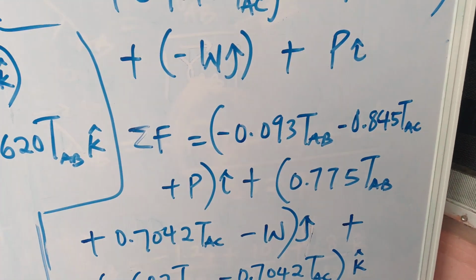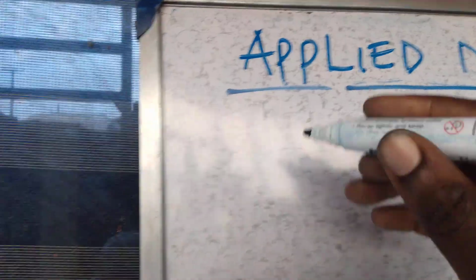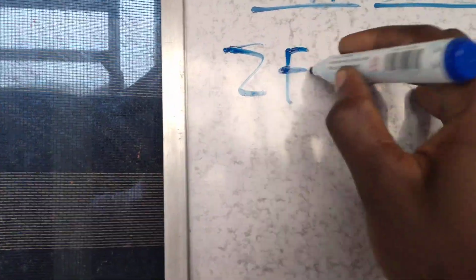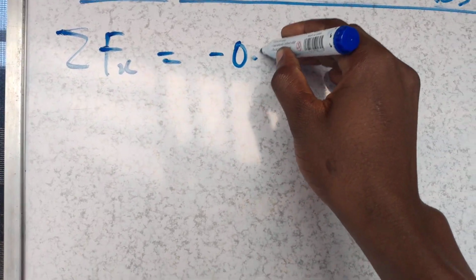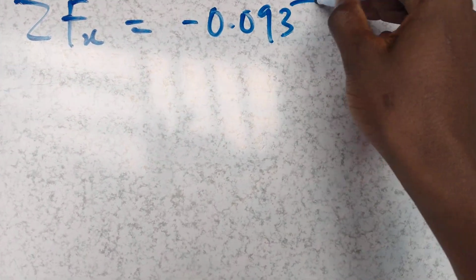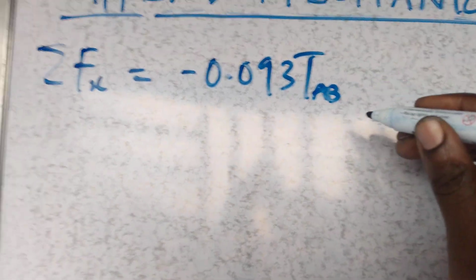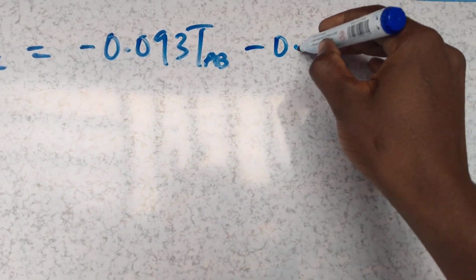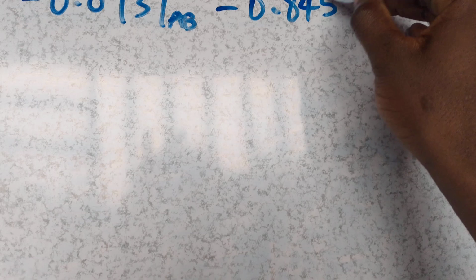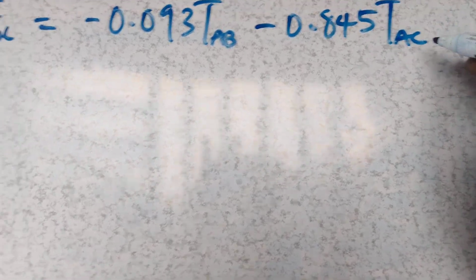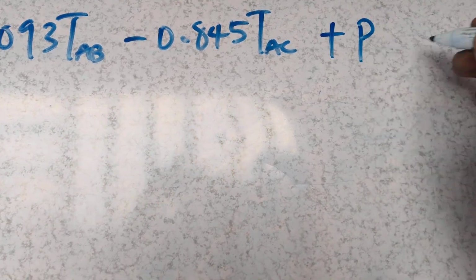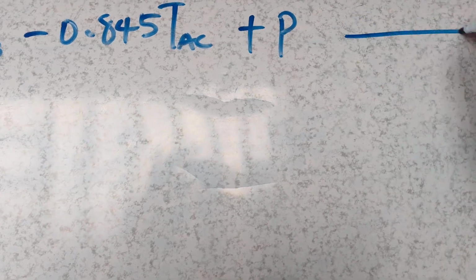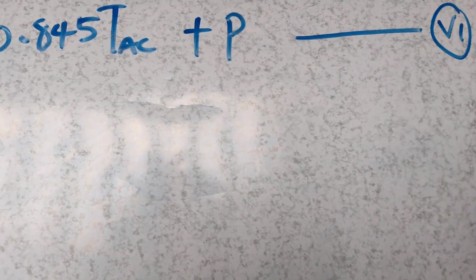So let's take that one out. Sigma fx will be equal to minus 0.093 TAB, minus 0.845 TAC, and then the next will be plus P, which I can call equation 6.